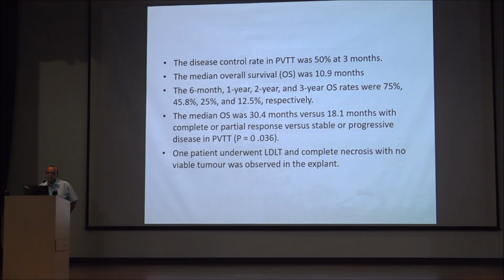The median overall survival reported is 10.9 months. The 6-month, 1-year, 2-year and 3-year survival rates overall were 75, 45, 25, and 12.5% respectively. This is important for downstaging purposes; more aggressive treatment for downstaging should be attempted. The median survival was 30.4 months with complete or partial response versus 18.1 months. Another indicator: one patient underwent LDLT, which is quite interesting and encouraging, and complete necrosis with no viable tumor was observed in the explant.